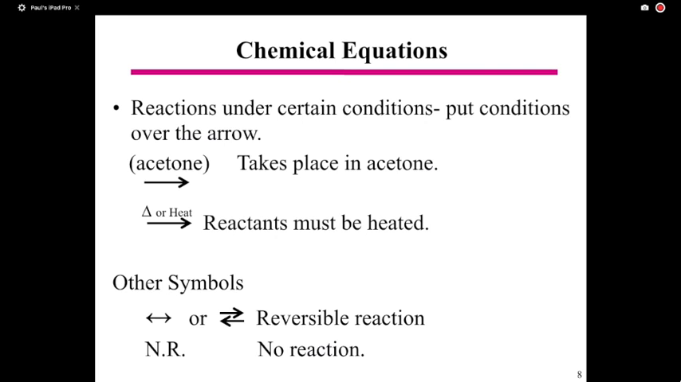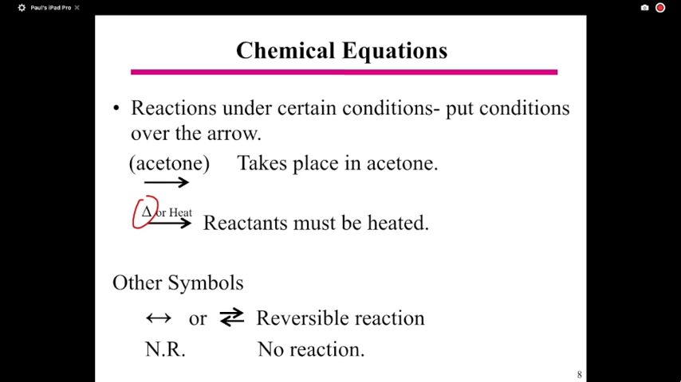We also quite often need to heat, and so you can write heat above it, but we also use the delta symbol. If you ever see the delta symbol above, that meant we heated the reactants to produce the products. So that's something you may see different. We also have different arrows.